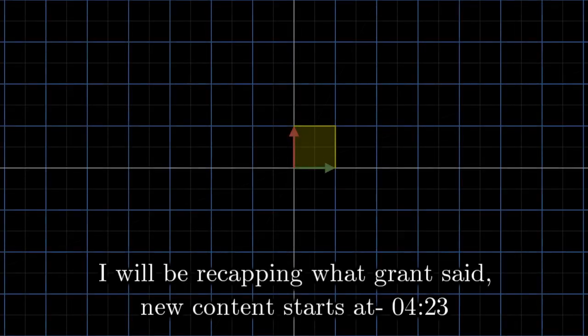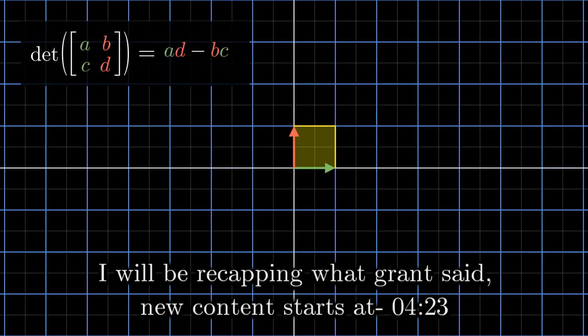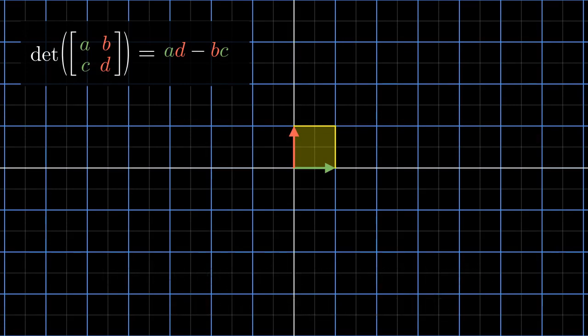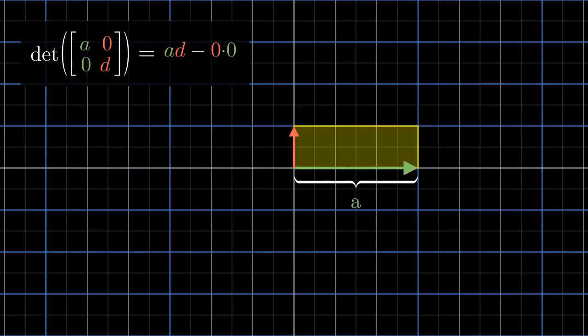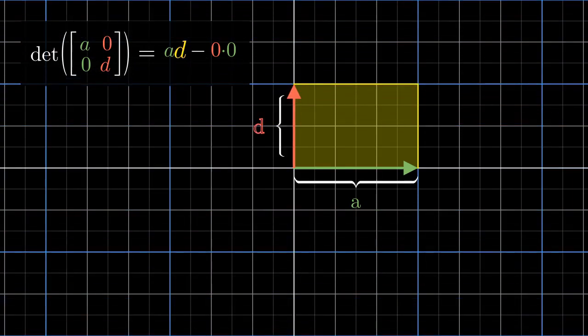Now, the determinant of a 2x2 matrix can be found using the formula A times D minus B times C. Let's say that the terms B and C both happened to be 0. In that case, A tells you how much i-hat is stretched in the x direction, and D tells you how much j-hat is stretched in the y direction. It stands to reason that A times D then will give you the area that the unit square turns into for the transformation.